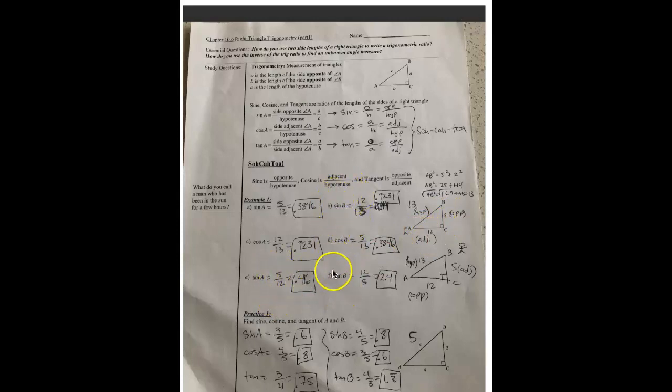These ones over here are for angle B, so I redrew the triangle. If I am using a different angle, then as you can see here from angle B, opposite from angle B is over here, 12. Hypotenuse is still 13, then the adjacent side is 5.